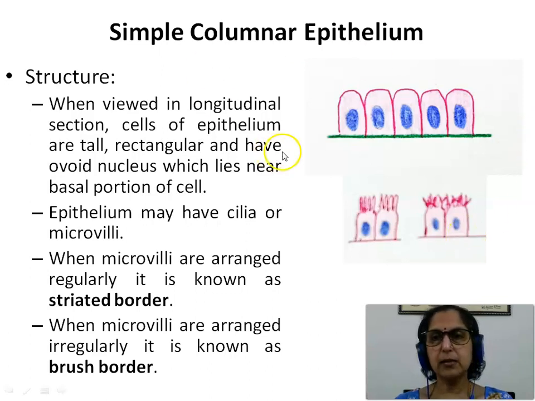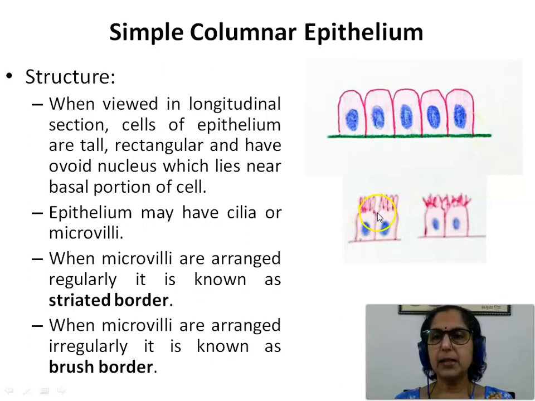What we see here is simple columnar epithelium, basement membrane, and cells are rectangular, height almost double than the width of the cell, having an ovoid nucleus which lies nearer to the base of the cell.